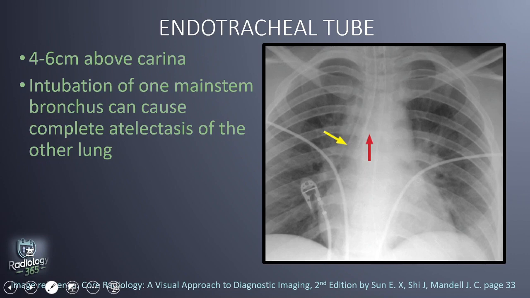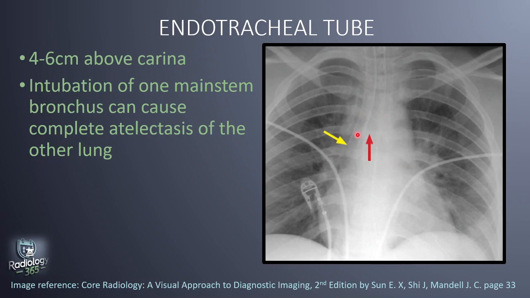alignment. When you directly intubate either one of the mainstem bronchi, either the right or the left, you may cause complete atelectasis of the unintubated lung. For example, in this X-ray you have the right mainstem bronchus being intubated. This yellow arrow is the tube, which is within the right mainstem bronchus. This is the left mainstem bronchus.